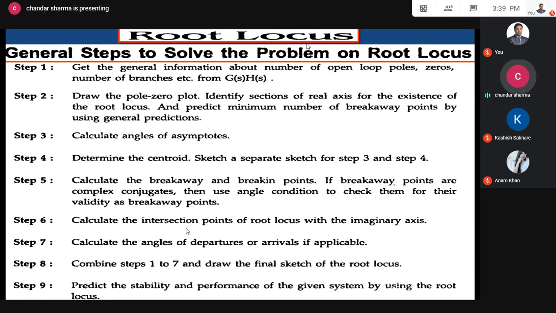So here you can see that we have to draw the pole zero plot. We find the number of poles, we find the number of zeros. Then we have to mark the pole position, zero position on it.